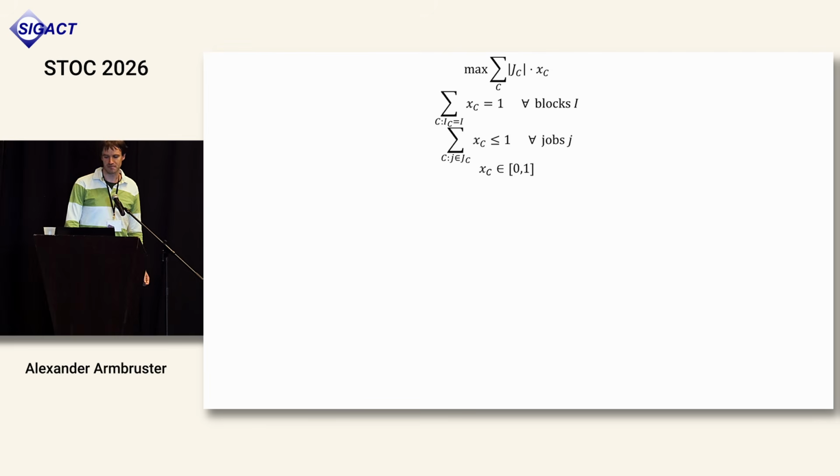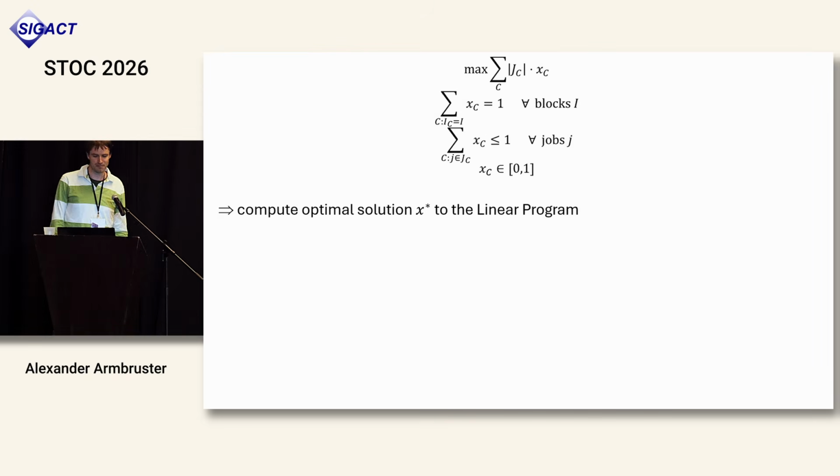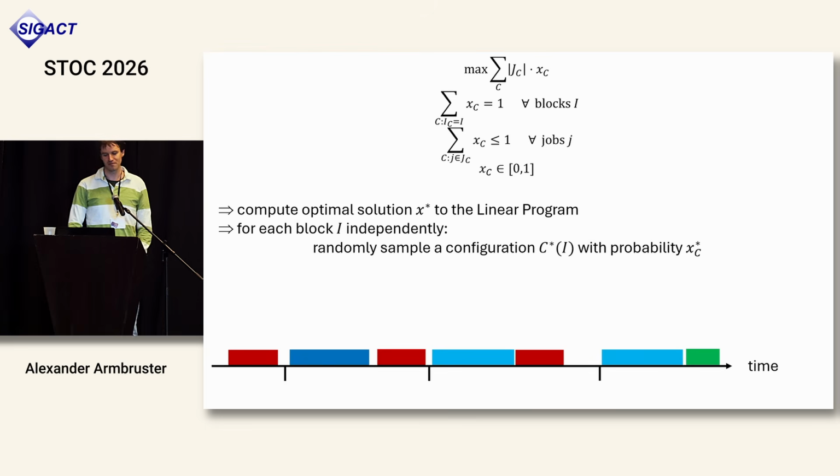Now, given this LP, since it has a polynomial number of variables and constraints, we can compute an optimal solution. Now we can use randomized rounding. The idea is that for each block independently, we sample a configuration according to the LP solution we just computed. If you do this, you might end up with something like there at the bottom.